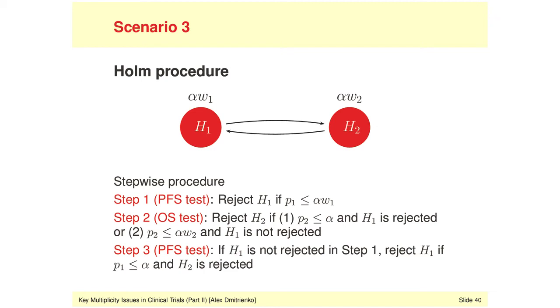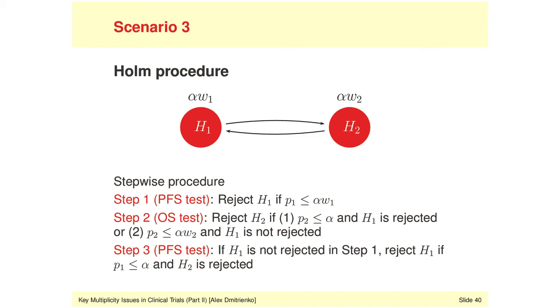If H1 was rejected, then all of the weight that was assigned to the PFS hypothesis would be carried over to the overall survival hypothesis, and therefore we can reject H2 if P2 is less than or equal to alpha. However, if H1 is not rejected, there is still an option for us to claim a significant effect on overall survival, and this will happen if P2 is less than or equal to alpha times W2. That is the initial weight of the overall survival hypothesis.